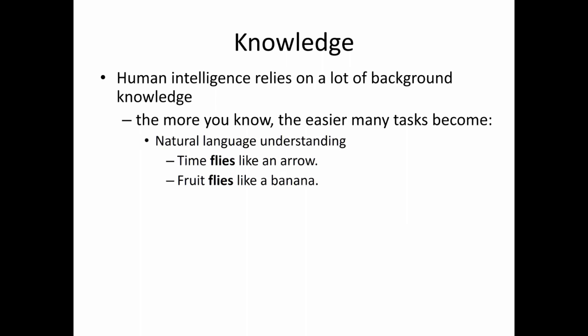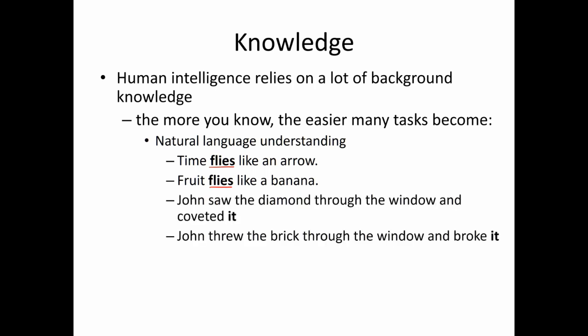Suppose we are trying to figure out the meaning of the word flies in these 2 sentences. We know that in the first case, time flies like an arrow. Flies is used as a verb, whereas in fruit flies like a banana, it's used as a noun. If you look at the grammatical structure of these 2 sentences, they're very similar, but we were able to distinguish the 2 because we know that there are such things as fruit flies, whereas there's no such thing as time flies.